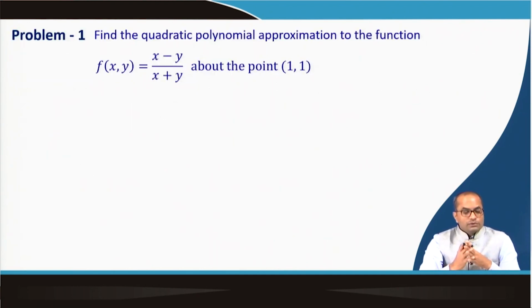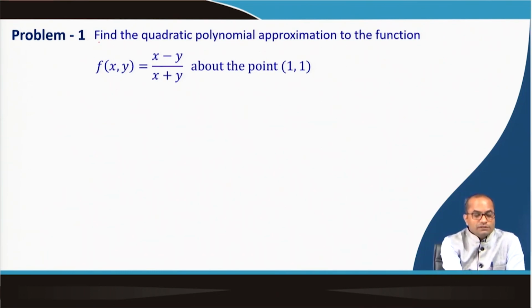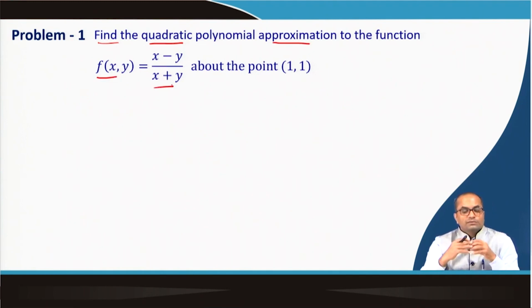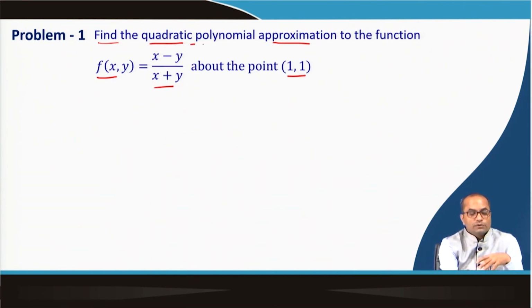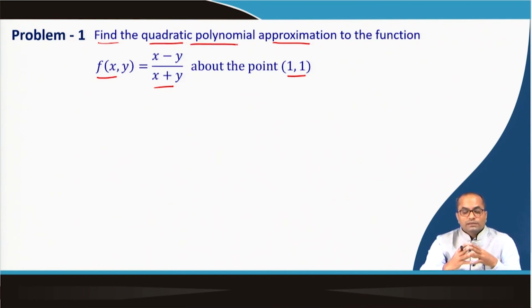Coming to the problem, we will be applying the Taylor's theorem to some functions. So, here find the quadratic polynomial approximation to the function f x y is x minus y over x plus y about this point 1 comma 1. The point is given, the function is given, and we are talking about the quadratic polynomial approximation. So, we will go up to the second order terms.